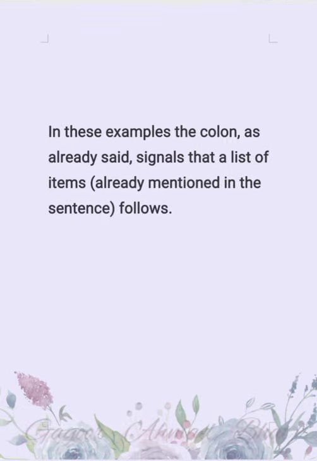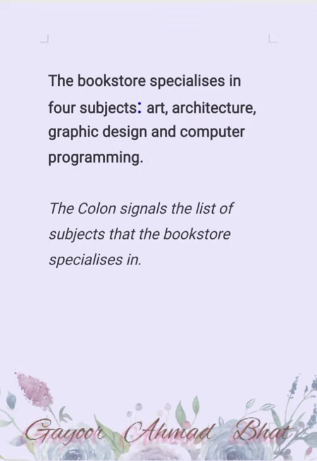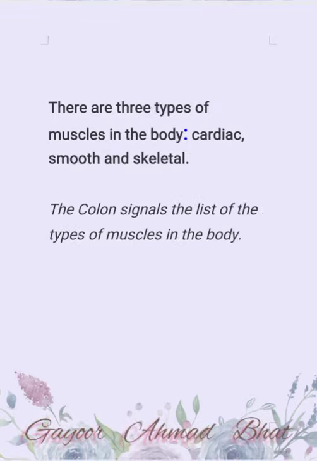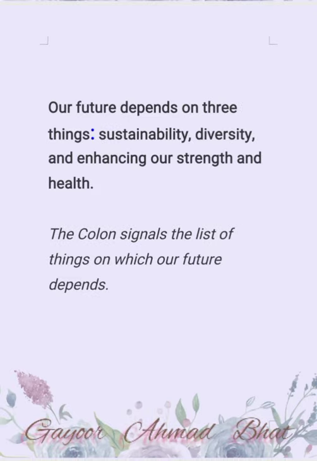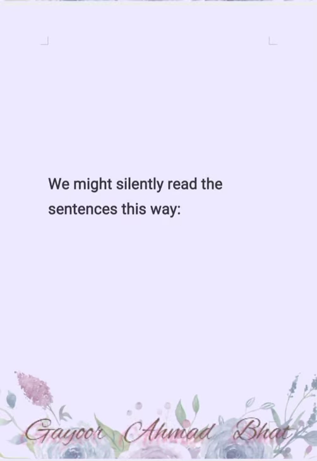Dear friends, in these examples, the colon, as already said, signals that a list of items already mentioned in the sentence follows. In the first example, it signals that we are going to know the names of the subjects that the bookstore specializes in, while in the second, it signals that we are about to learn about the 3 types of muscles in the body. In the third example, the colon signals that we are going to know the 3 things on which our future depends. Friends, we might silently read the sentences this way.